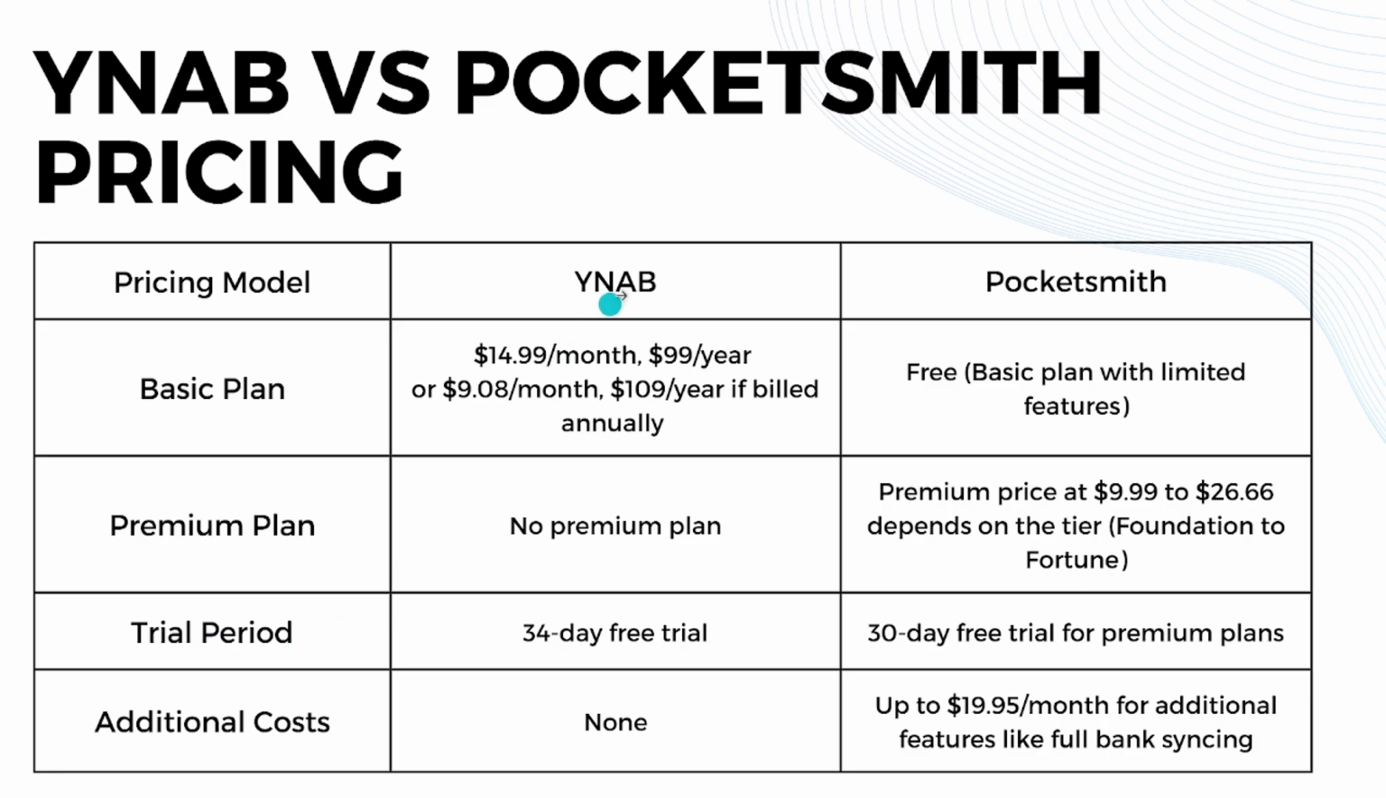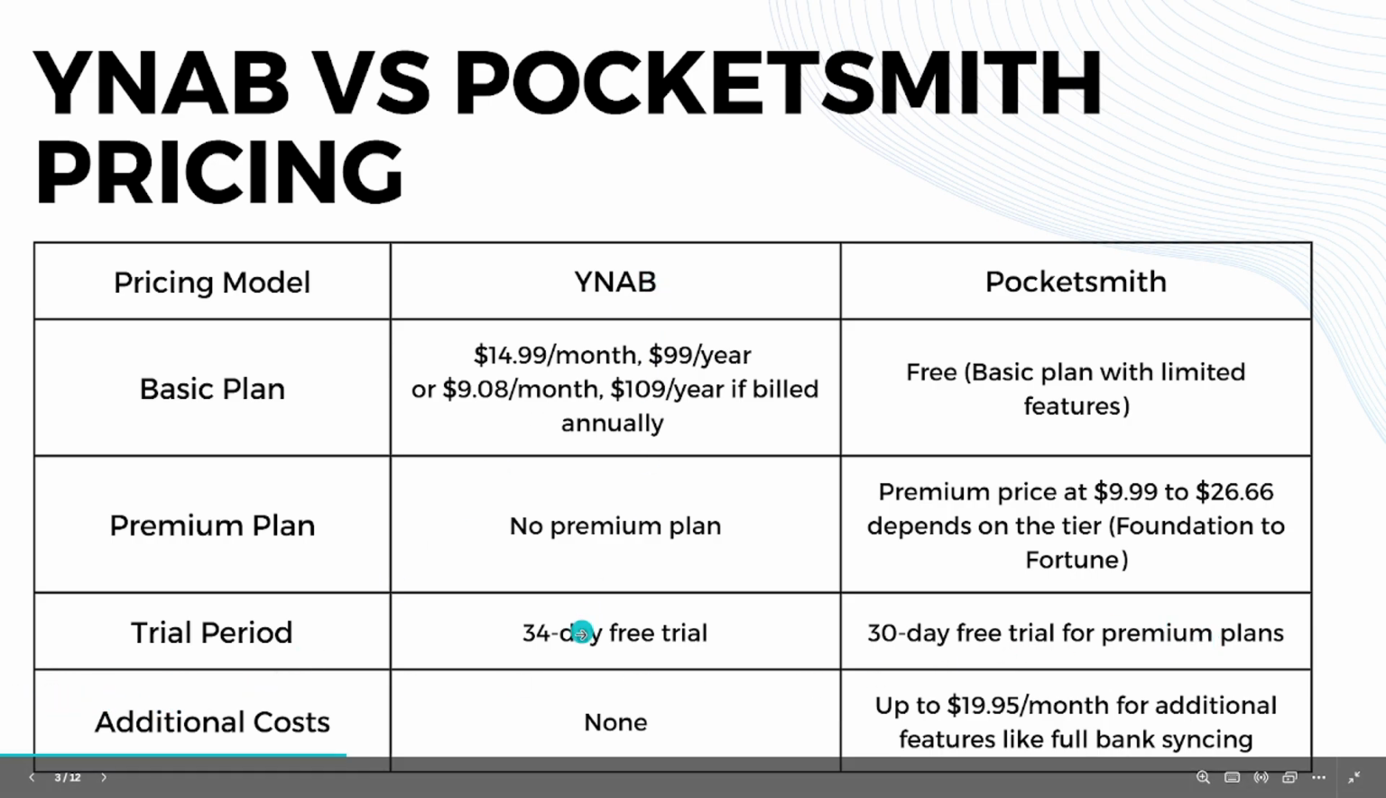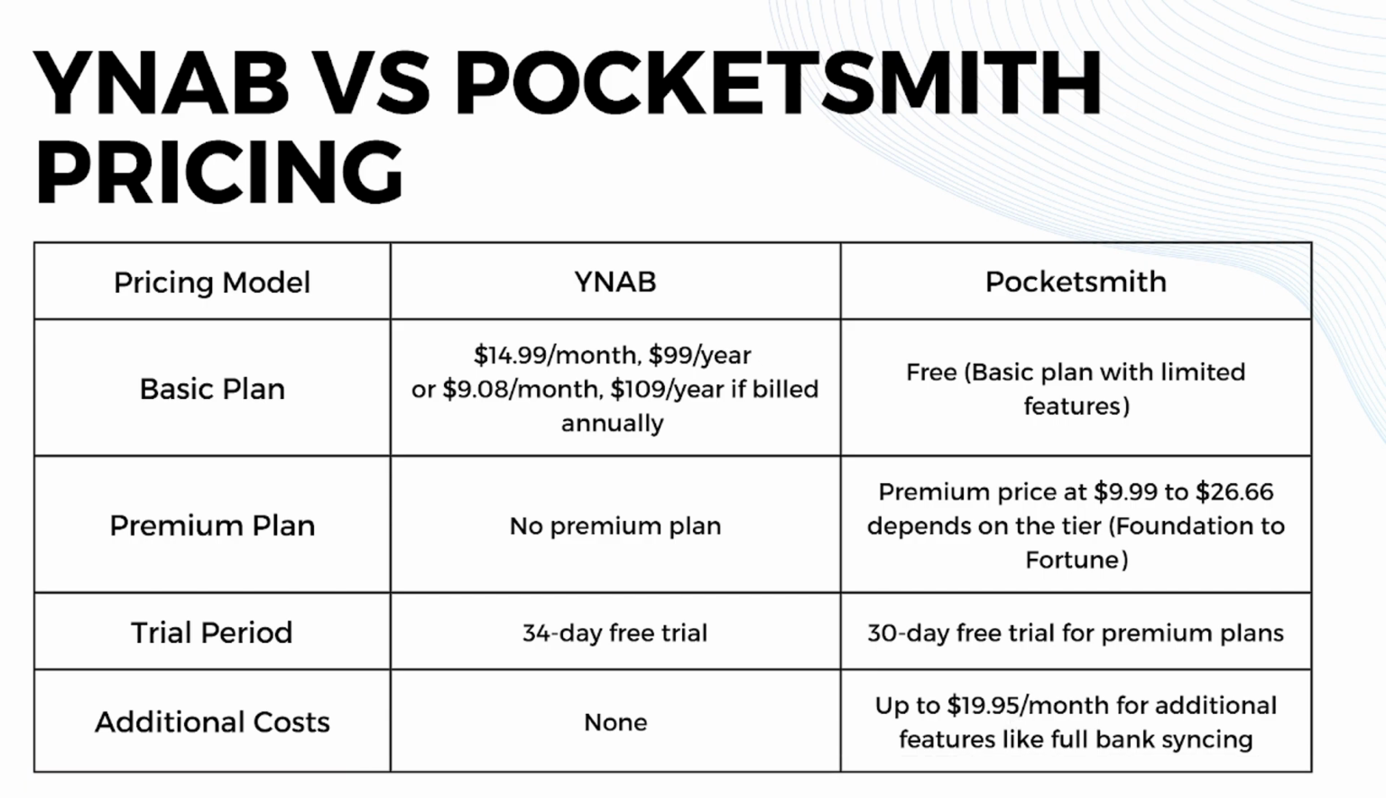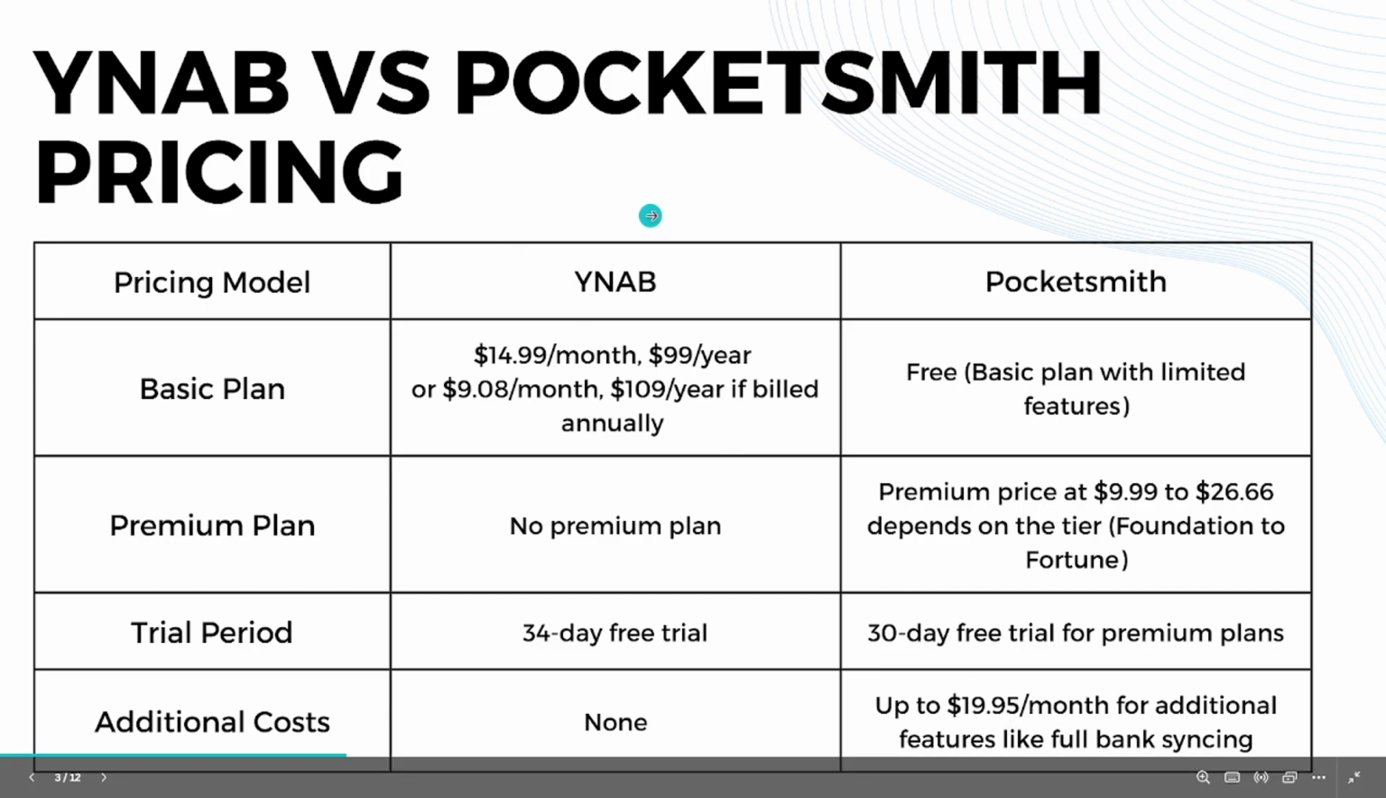For the trial period, YNAB has a 34-day free trial, while Pocketsmith has a 30-day free trial for premium plans. And lastly, for additional costs, YNAB doesn't have any additional costs, while Pocketsmith offers additional costs up to $9.95 per month for additional features like full bank syncing. So that's it for the pricing comparison.